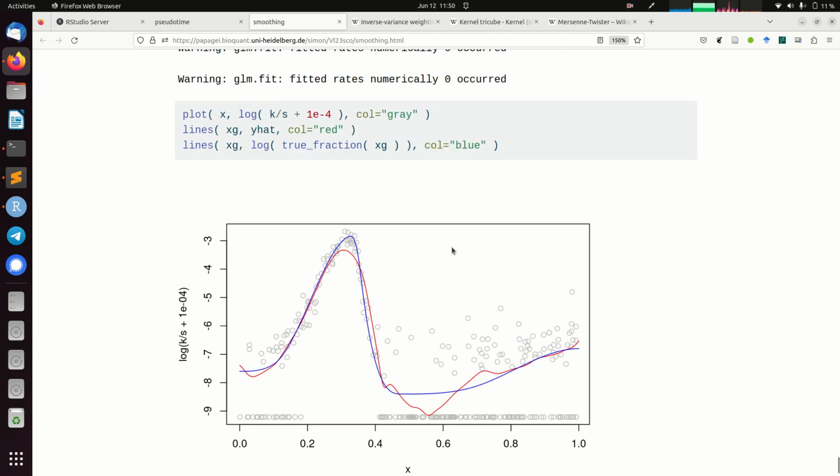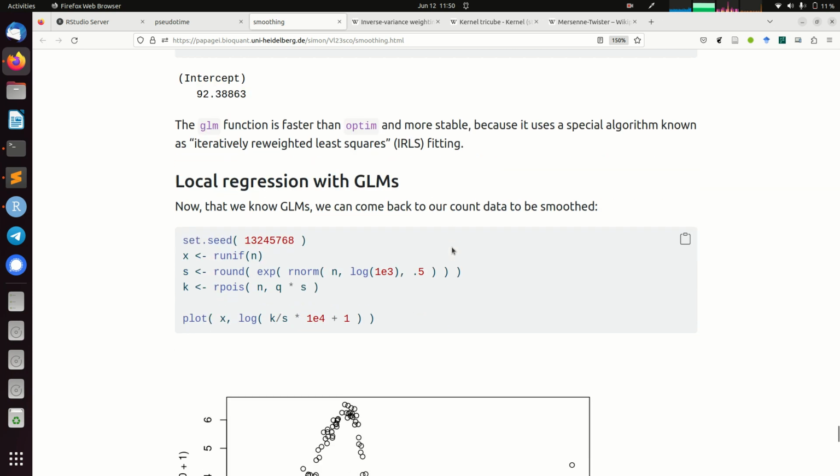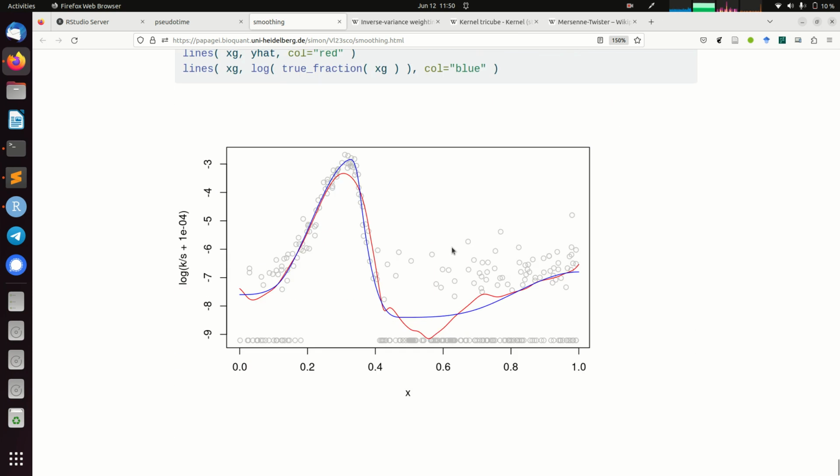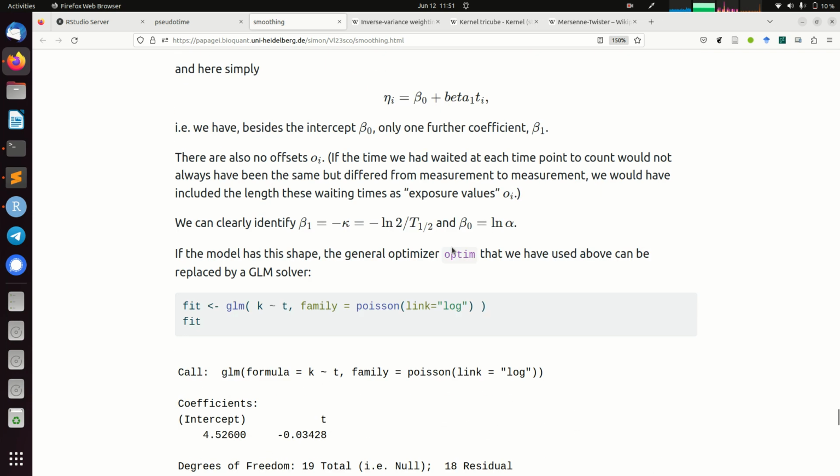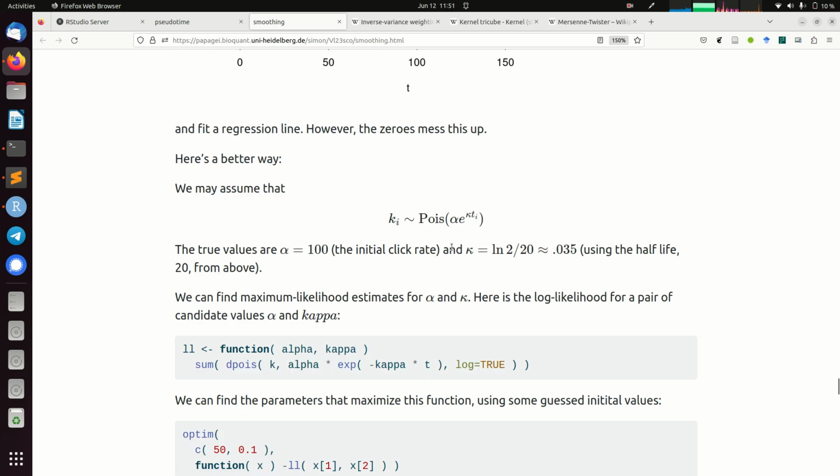So local regression with GLMs, is this the right place? Here I took my data. No, I haven't done this yet. You can try this as a homework. Take our glass data, do the smoothing and try once using the smoothing techniques we've done before, and second, try the smoothing with this kind of logic, where you put the counts on the top and the S at the bottom, and see what you get there.